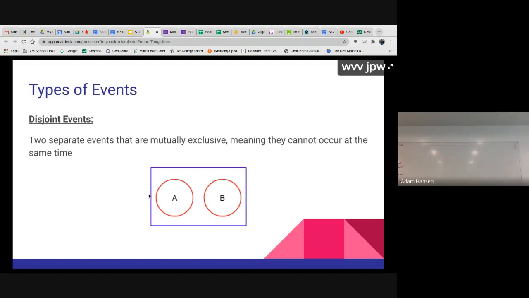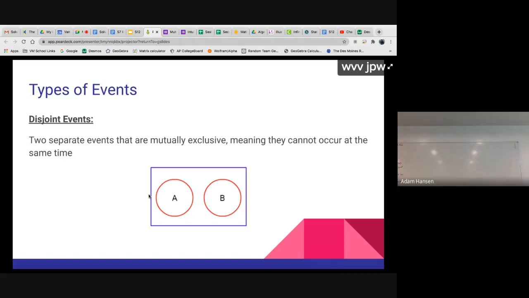Next several slides are on different types of events. I can have pairs of events fall into these different types of descriptions. Once again, these are up on the board too. Disjoint events are two different events that cannot occur simultaneously. Two different events that cannot happen at the same time.